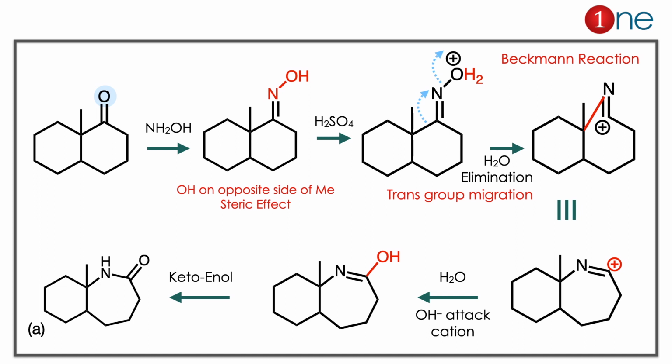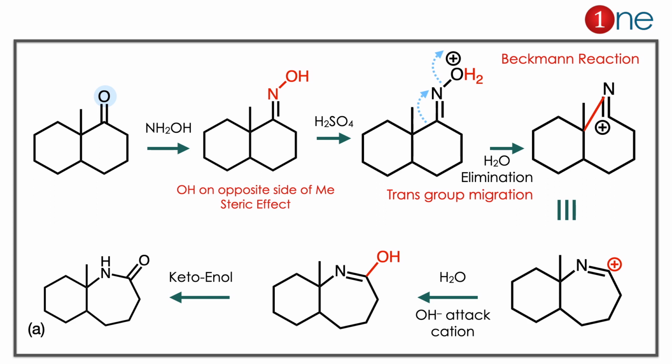In the starting material you have a ketone and you are using hydroxylamine, so the ketone forms an oxime. Due to the methyl group, the oxime forms away from the methyl group. Next you are using acid, sulfuric acid. It protonates the hydroxyl and tries to remove it. While removing, Beckmann rearrangement will happen. The trans group migrates there, because in Beckmann rearrangement the group which is trans or anti to nitrogen moves.